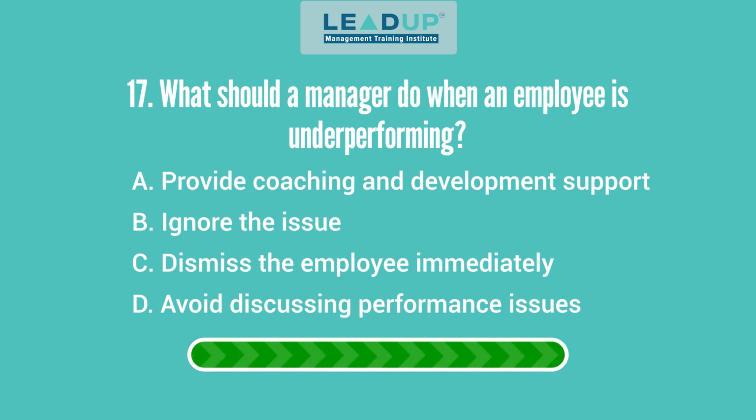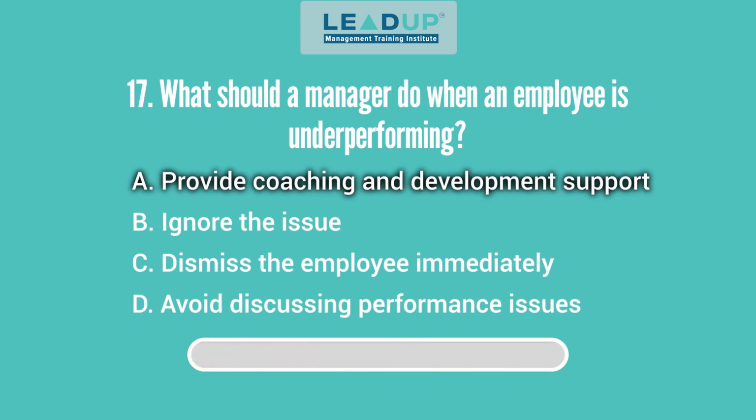Question 17. What should a manager do when an employee is underperforming? A. Provide coaching and development support. B. Ignore the issue. C. Dismiss the employee immediately. And D. Avoid discussing performance issues. Answer: provide coaching and development support.